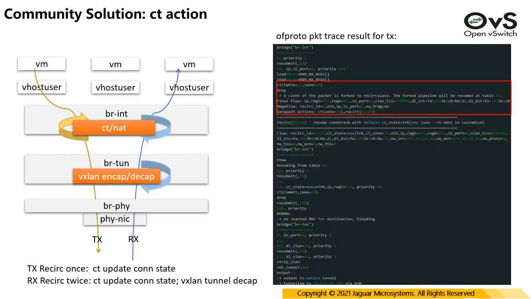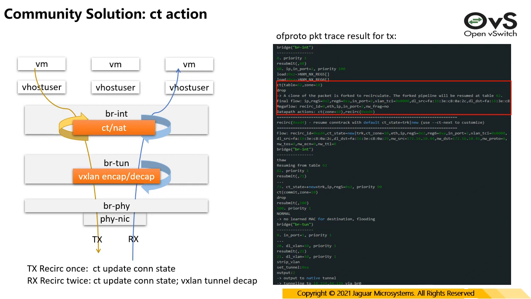Security group, in fact, is a must-have feature for most usage scenarios in cloud environments, and currently we rely on the CT action to support this feature. The left side picture shows a typical network topology. Traffic in or out of the VM will go through multiple OpenFlow tables defined by the control plane, such as connection track, FTP, as well as route table.